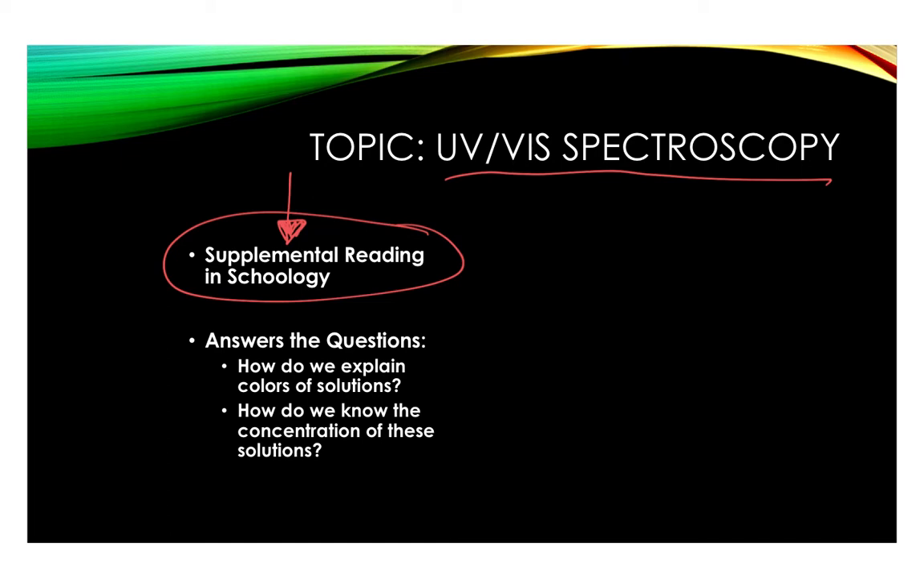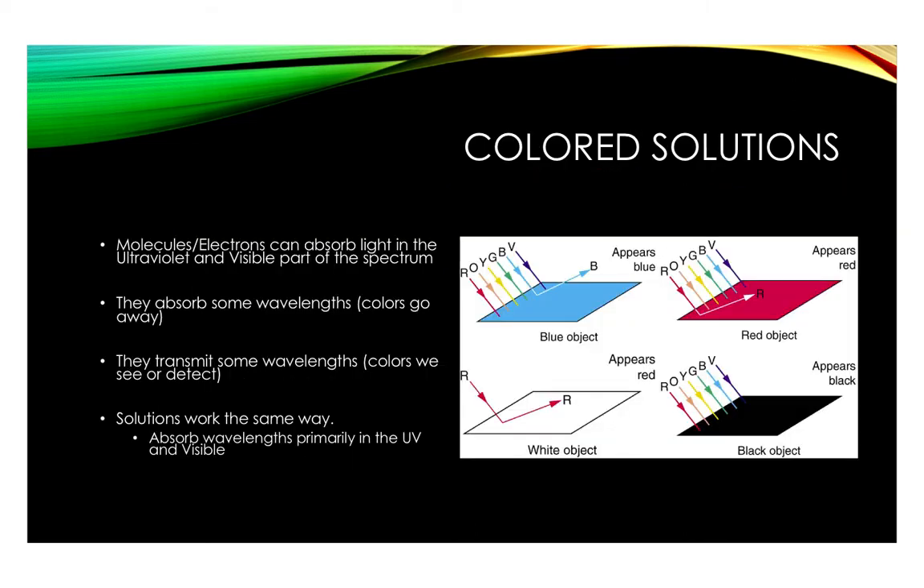Okay. So UV visible spectroscopy, we've talked about lots of other kinds of spectroscopy this year. UV visible spectroscopy is used to answer the following questions. How do we explain the colors of solutions? And how do we know the concentration of colored solutions? So if a solution has a color, like our copper 2 sulfate pentahydrate solution had yesterday as we were working with stuff, what we know is that molecules and electrons can absorb light in the ultraviolet or visible part of the spectrum. When they absorb those, they absorb some of the wavelengths, those colors go away, and they transmit some wavelengths. Those are the colors we see or detect.